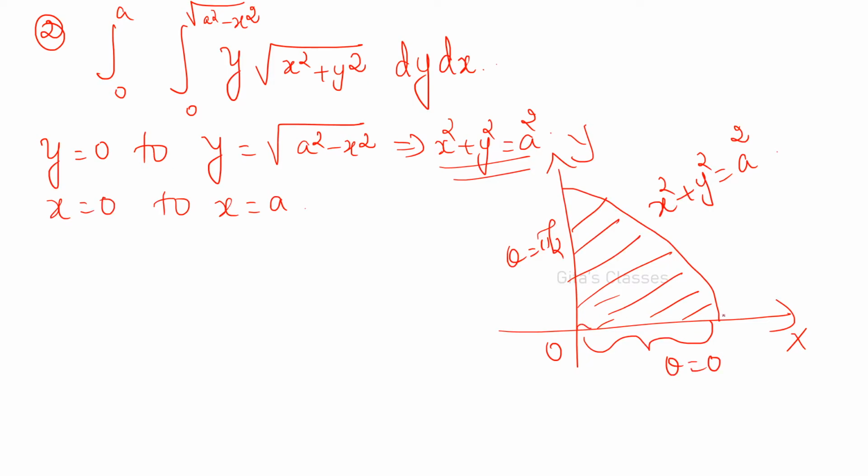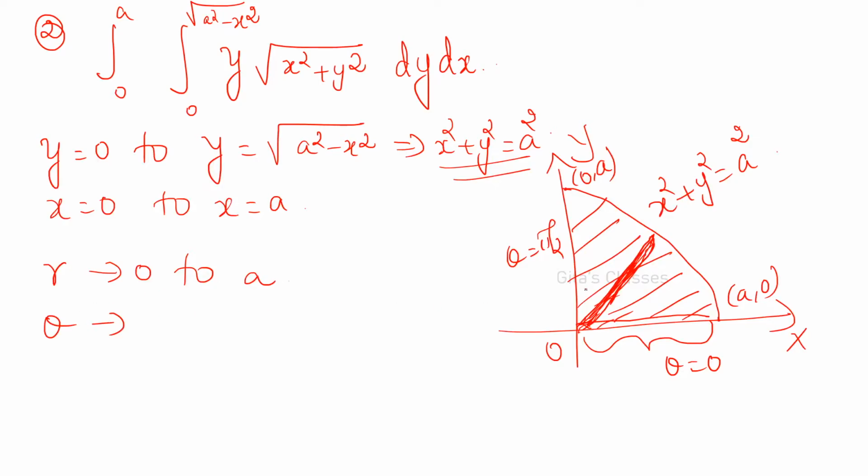This point is a comma 0 on the x-axis, and this is the point 0 comma a, because the radius of the circle is a. So how much distance is this? r is equal to a. So r can vary from 0 to a. If you consider this strip, the length of the strip can vary from 0 to a. So r varies from 0 to a.